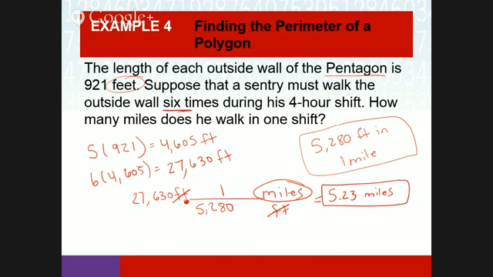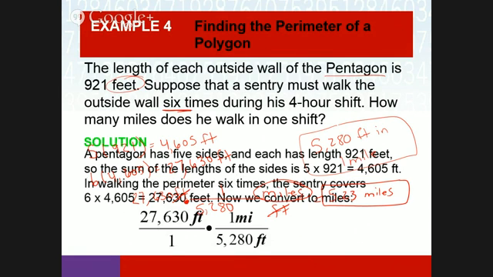5.23 miles. So, what sounds more impressive, walking 27,000 feet or 5.23 miles? Some of you might say it's the exact same thing, but... So I literally just walked the whole time.